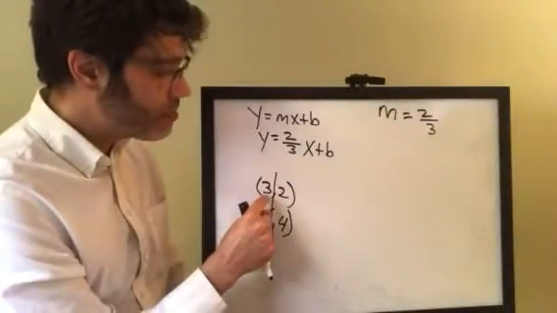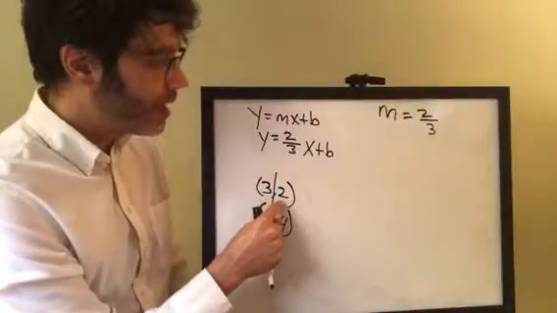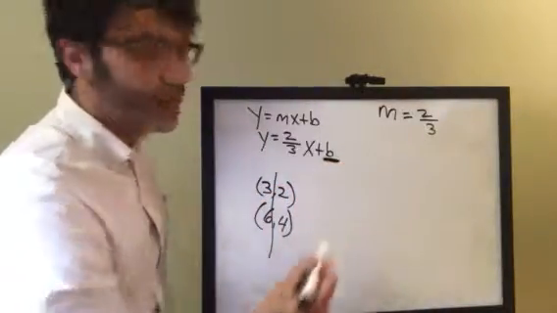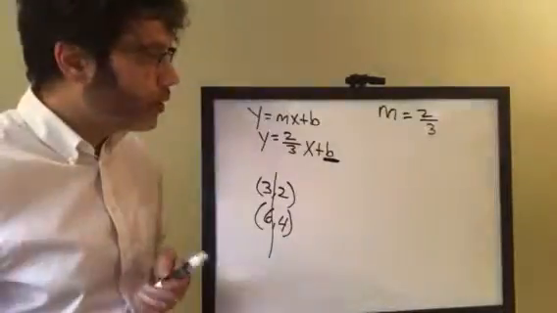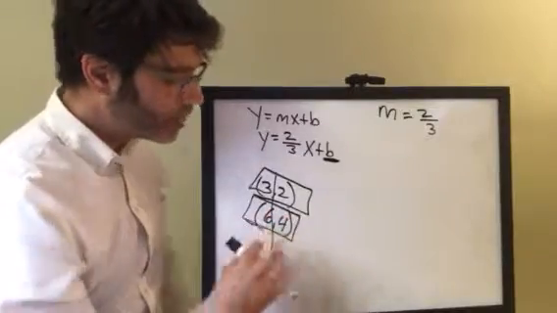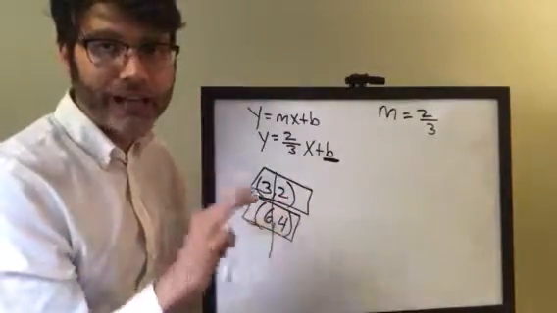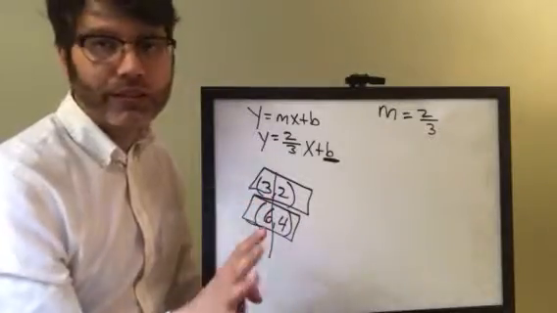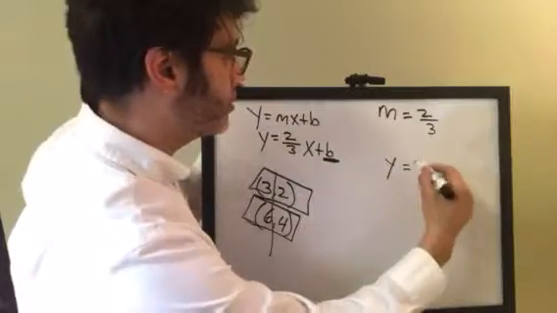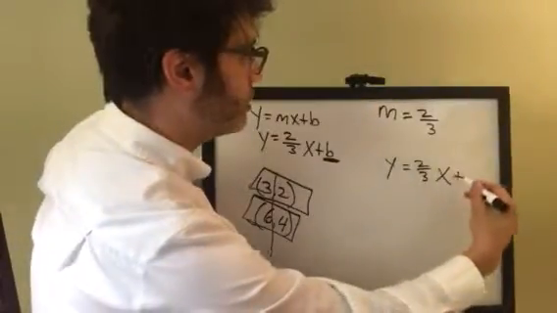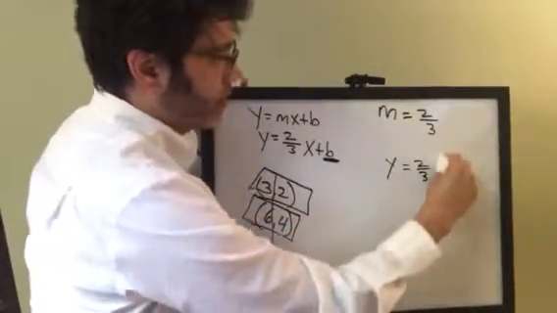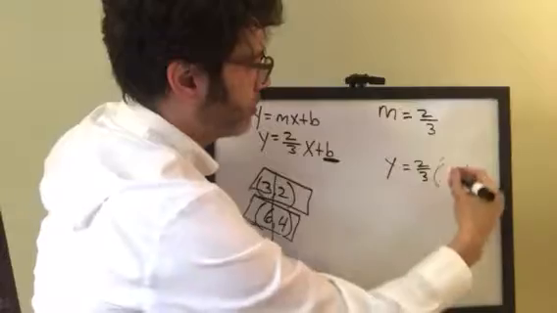Meaning we could stick in 3 for x and 2 for y, and it will balance this equation out. The thing is, we just don't know what b is at this point. So what we're going to have to do is substitute in either this point or this point. Because both of these points create balanced punch, we could choose either of these points and it doesn't matter. So let's choose the top one. So y equals 2/3 x plus b. I'm going to substitute in 3 for x.